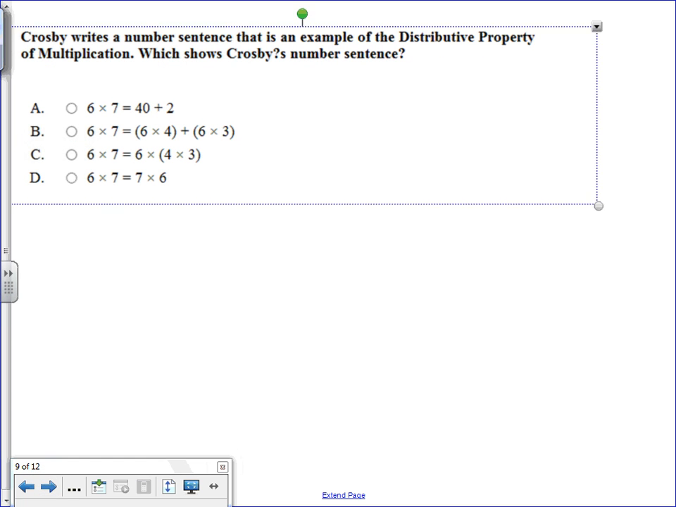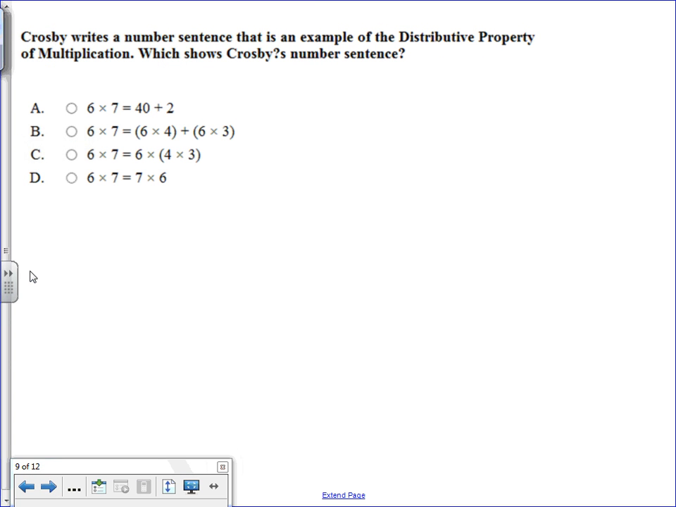Next question. Crosby writes a number sentence that is an example of the distributive property. Here we go. Which shows Crosby's number sentence? So you have to tell me which of those shows the distributive property. So remember, you are breaking apart one of the factors into 2 smaller pieces. And when you add those 2 smaller pieces, they give you the other factor. So we're looking for something here that uses both addition and multiplication.